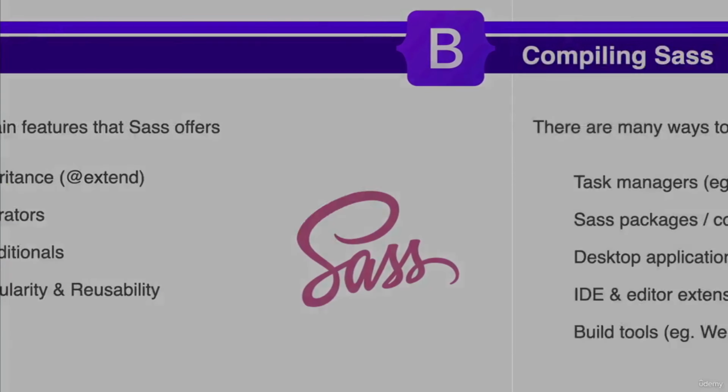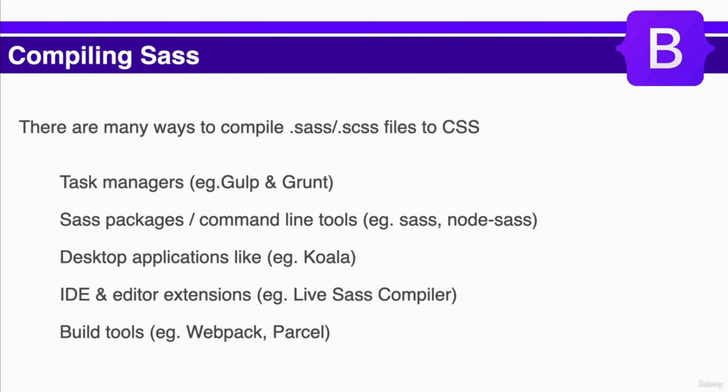Now, to compile Sass, there's a lot of different ways you can do that. So you could use a task manager like Gulp or Grunt, but that's getting more into JavaScript. Sass packages are command line tools. That's what we'll be using. So there's an NPM package, and I'll talk about NPM in a little bit, called Sass, and we're going to be using that to basically watch a folder called SCSS, and then any Sass files we create in there will automatically be compiled to regular CSS.